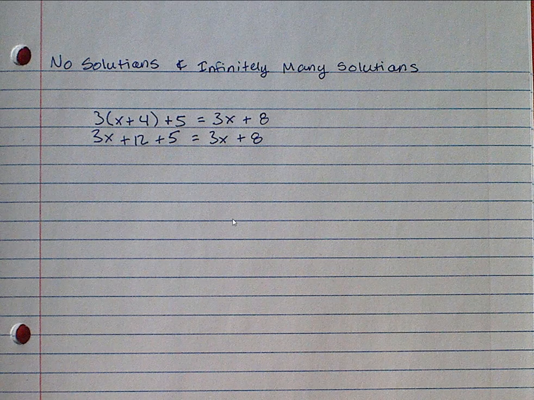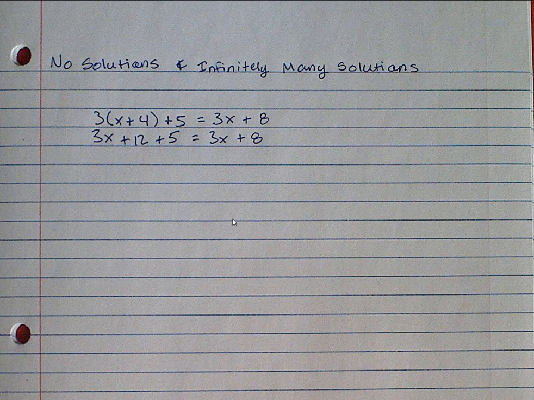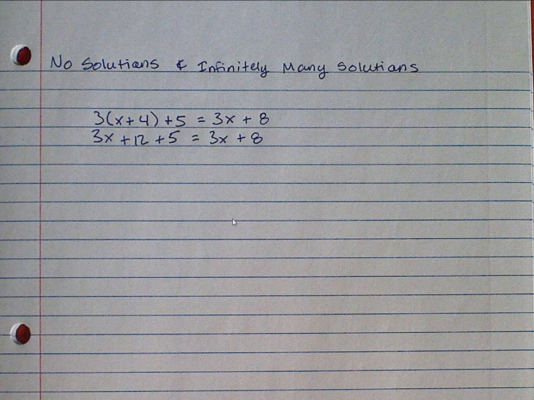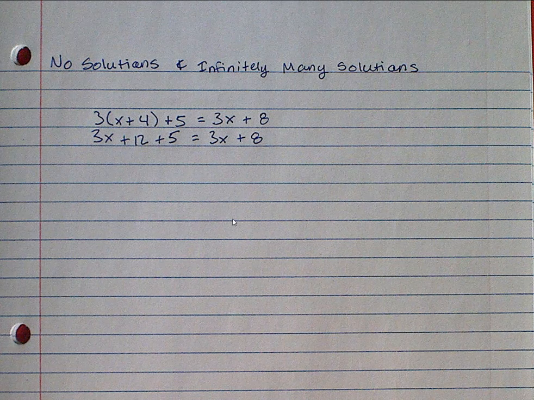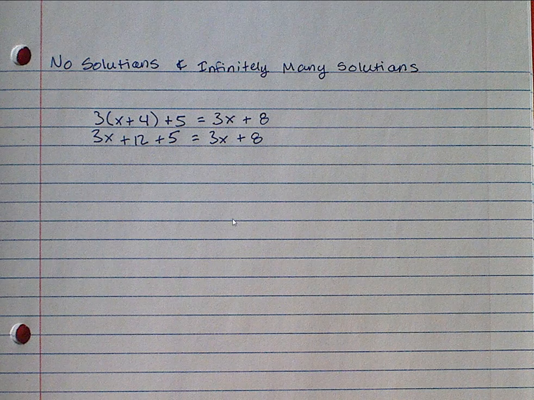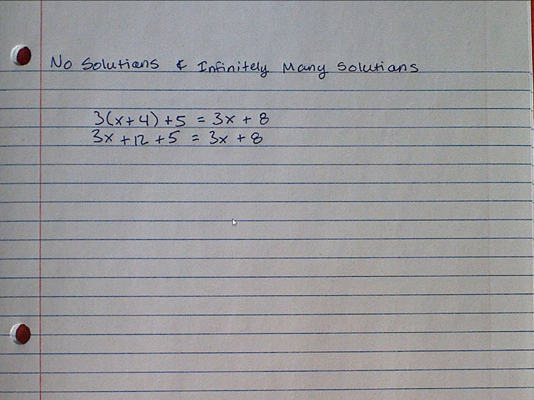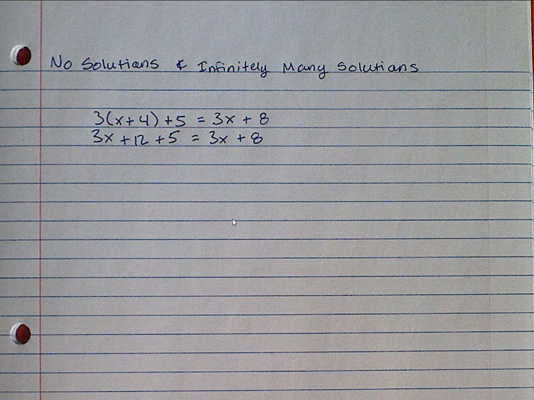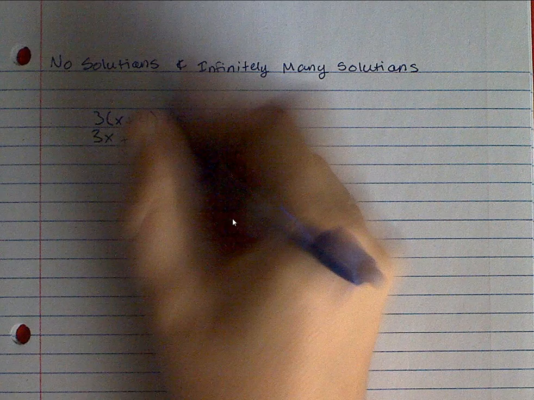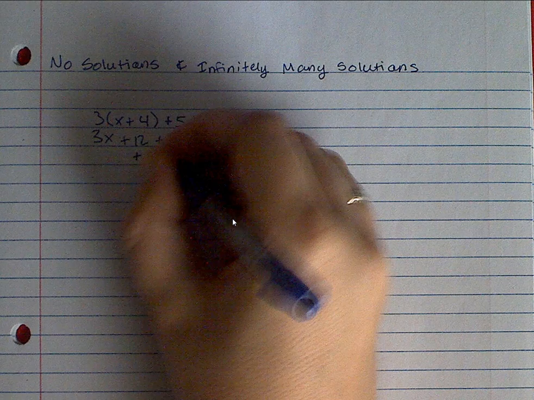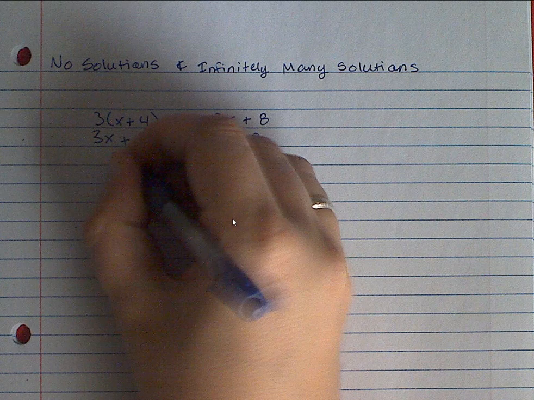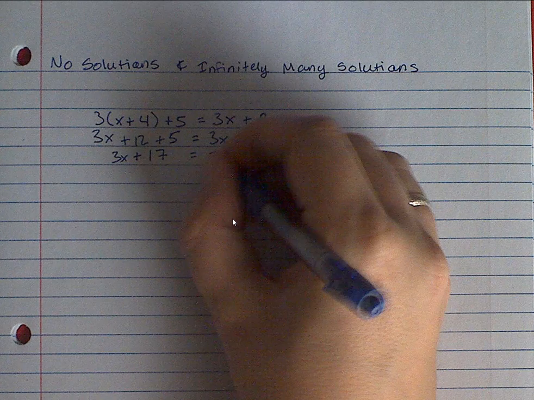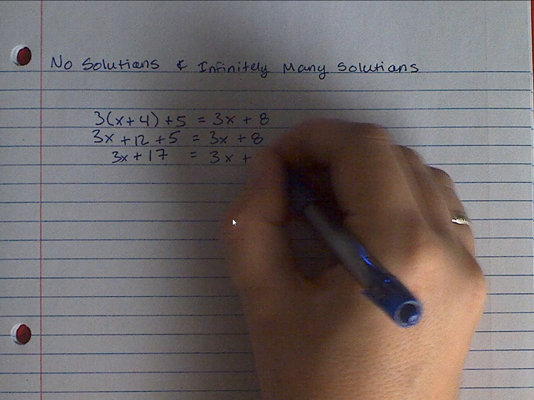Zach, do you remember what the next step was? To combine like terms. Perfect. On the left-hand side, are there any like terms I can combine? What are the like terms, Zach? 12 and 5. If I combine plus 12 and plus 5, what do they make? Plus 17. So that makes plus 17. Still got a 3x here. I've got equal to, and then 3x, and then plus 8. Everything else just drops down because I didn't mess with it.